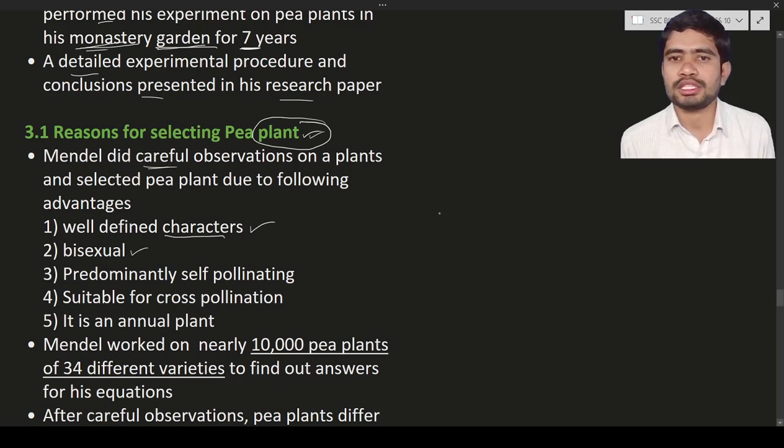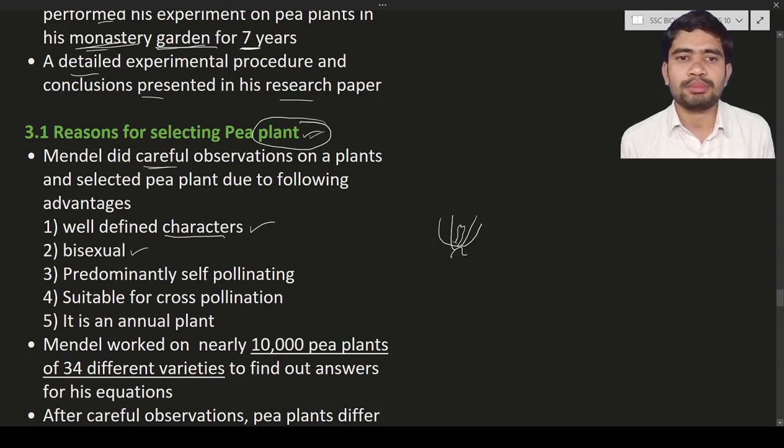What is meant by bisexual? Let us take this as the flower. The flower contains the male reproductive organ and also the female reproductive organ. These are stamens and anthers. So the male reproductive organs and female reproductive organs are there in the particular flower. In that case, we call it bisexual. Bi means two, and sexual in this term refers to male and female reproductive organs in the particular flower.